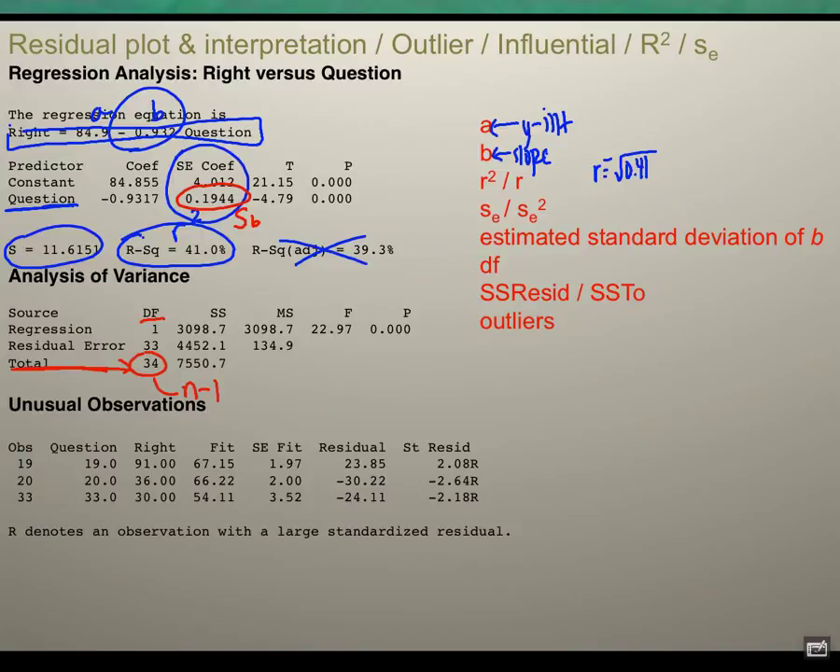Okay, SS resid and SSTO. So residual error, this is the SS resid, 4452.1. SSTO goes with total. So that's the 7550.7.